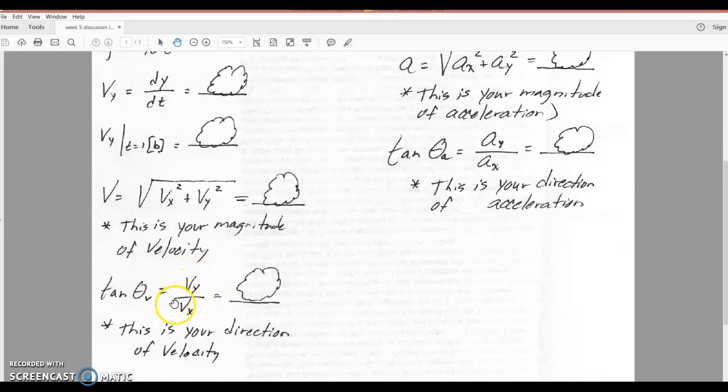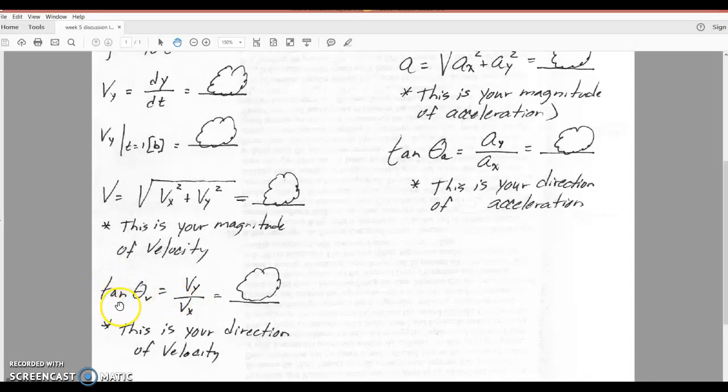Once you have again the component velocities in the y and the x direction, the tangent of the angle, or the direction of your velocity, is equal to the velocity in the y direction over the velocity in the x direction. Typically when we find the tangent of an angle, we'll know the angle, punch that into our calculator, and it'll give us some measure of the tangent, which is obviously the ratio of these two components.